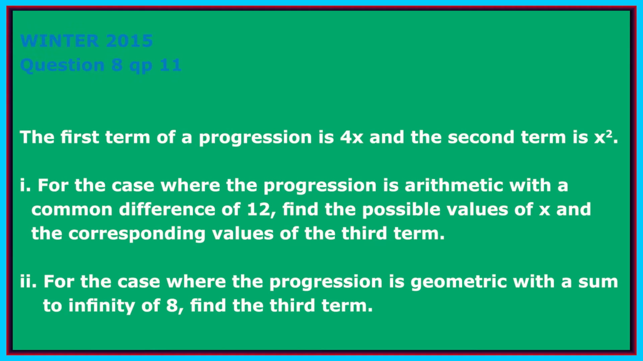Winter 2015, question 8, QP11. The first term of a progression is 4x and the second term is x squared. I. For the case where the progression is arithmetic with a common difference of 12, find the possible values of x and the corresponding values of the third term. II. For the case where the progression is geometric with a sum to infinity of 8, find the third term.